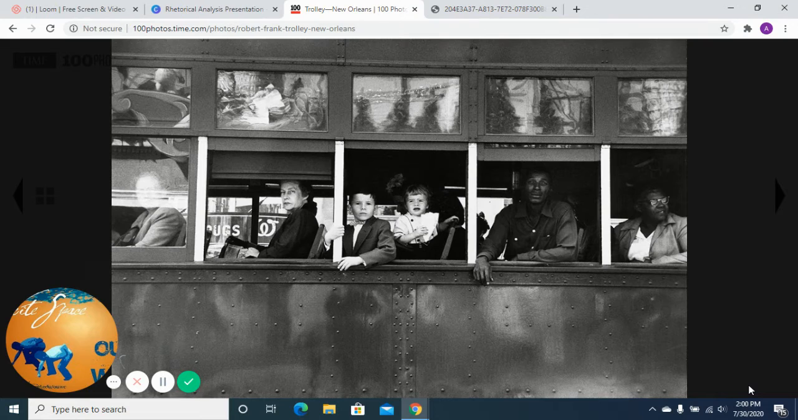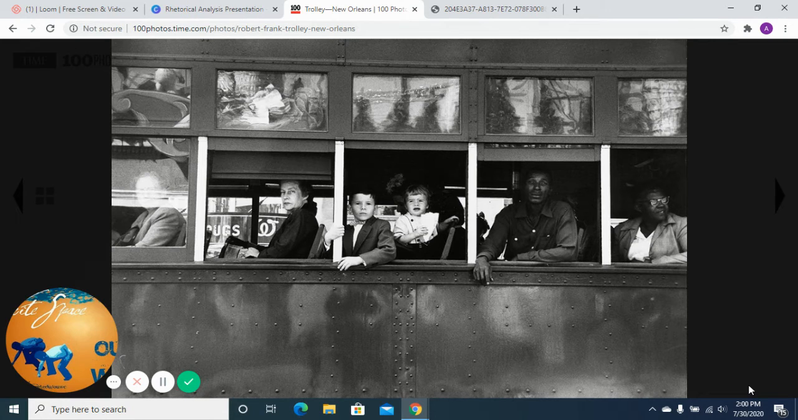So that adds to the ethos of the photographer because he's not getting models and placing them in a particular scene and constructing what he wants to show you. It is all real American society. He's walking down the street and he takes this picture of a trolley car in New Orleans.